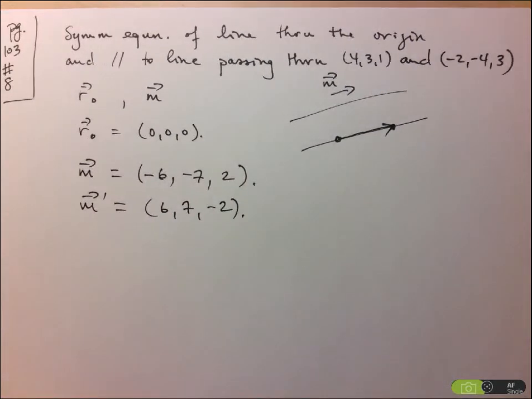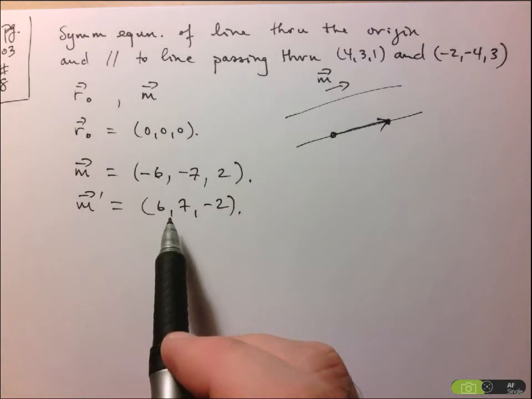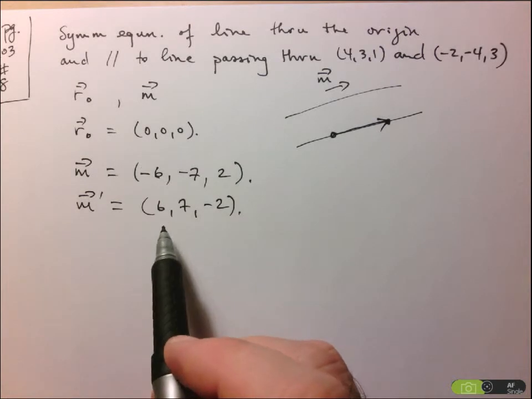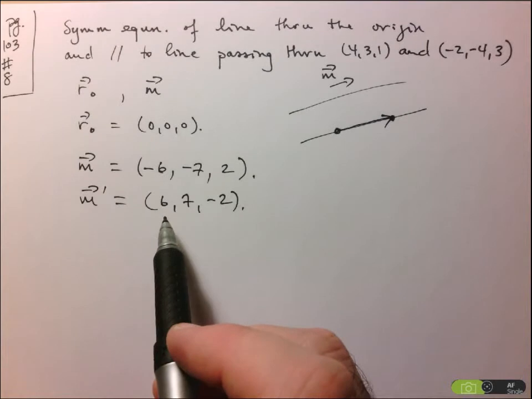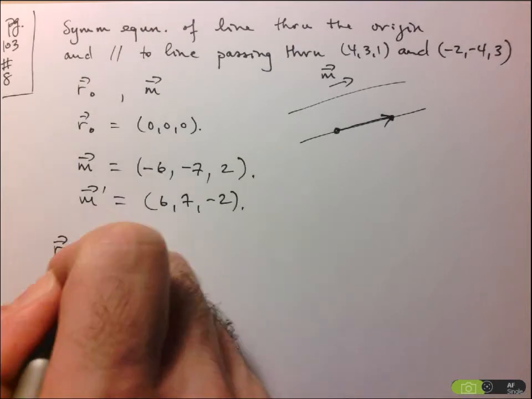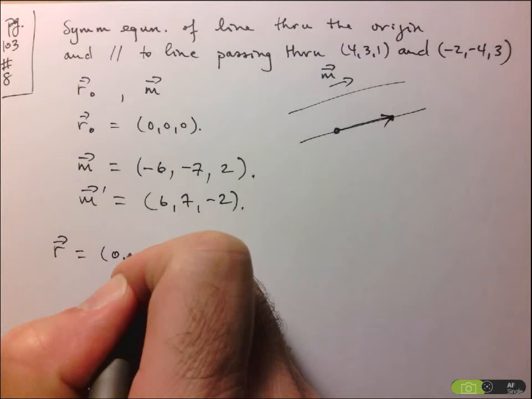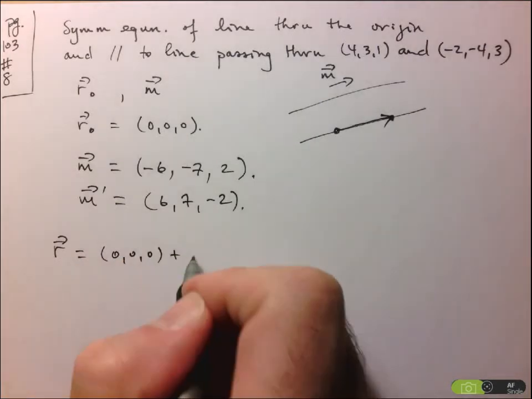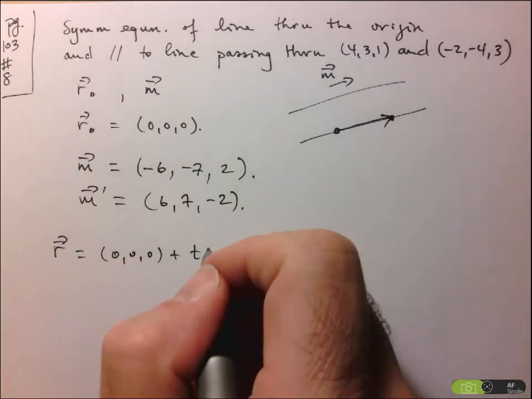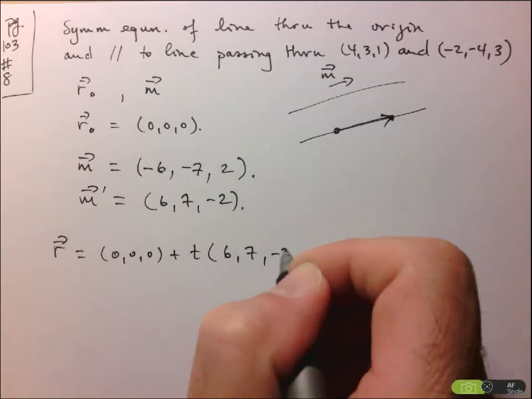Okay? But now that I have a point and the direction vector, it's just a matter of writing out the equation. Since they're asking for symmetric, but we might as well write all 3 out. So if they were asking for the vector equation, it would just be my point 0, 0, 0, plus my parameter t times my direction vector. So in this case here, I'll take 6, 7, -2.